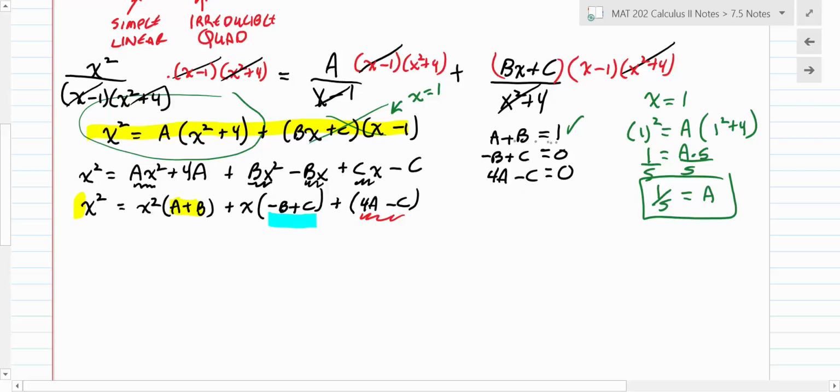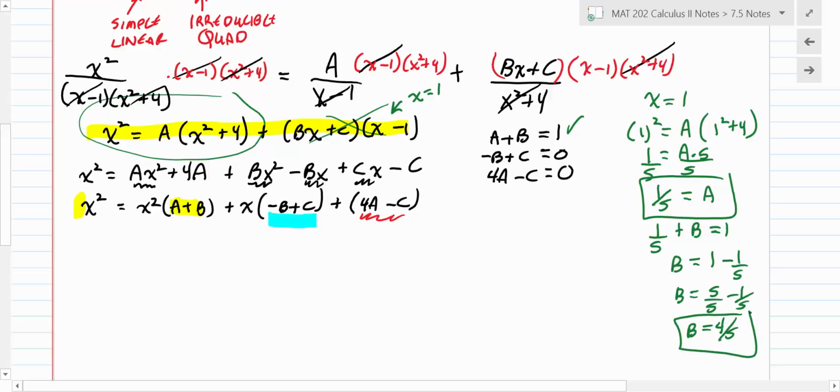We have a plus b is 1. So if a is 1/5, we would have 1/5 plus b is equal to 1. Now that's going to be a simple equation we can solve. So that's going to be b equals 1 minus 1/5. If you get a common denominator for the 1, you would have 5/5 minus 1/5. So that's going to be b is equal to 4/5.